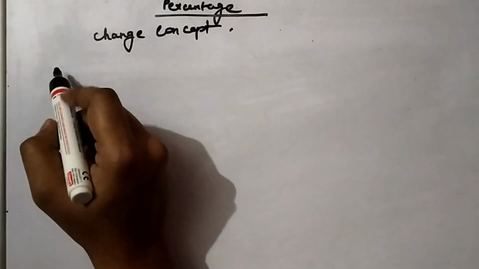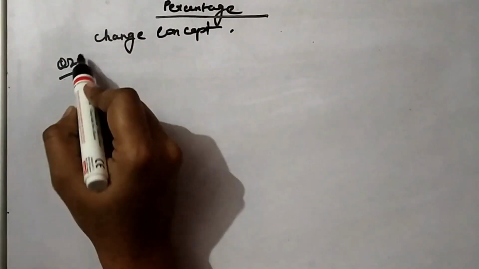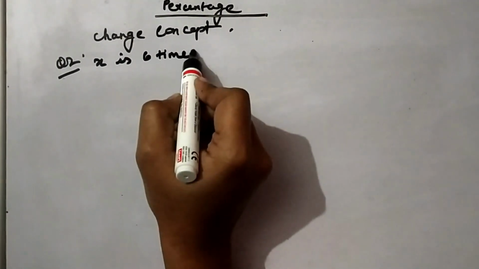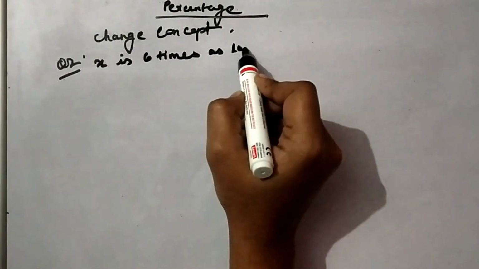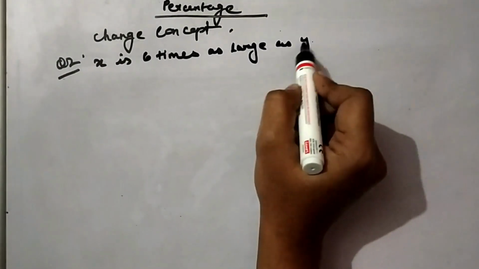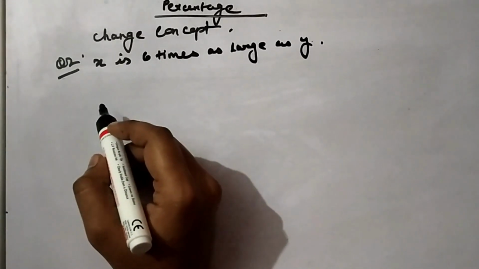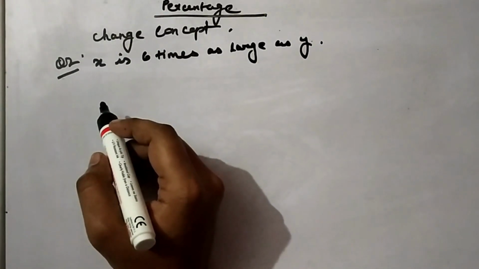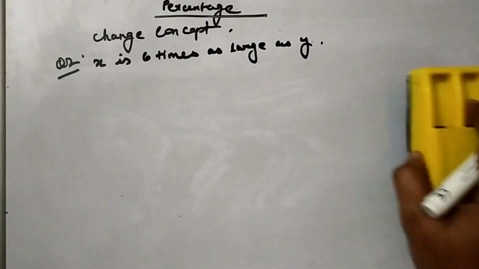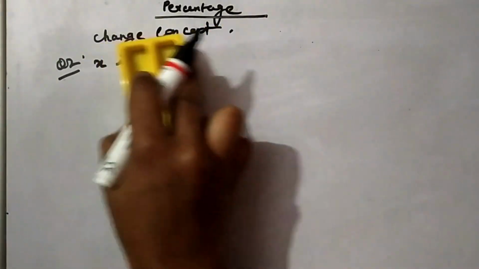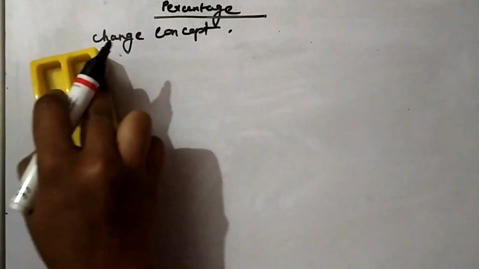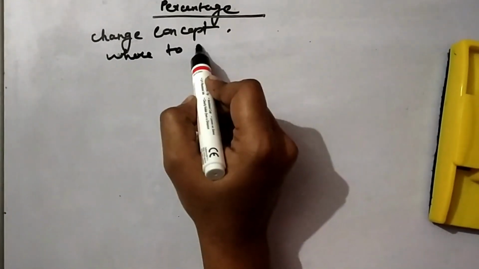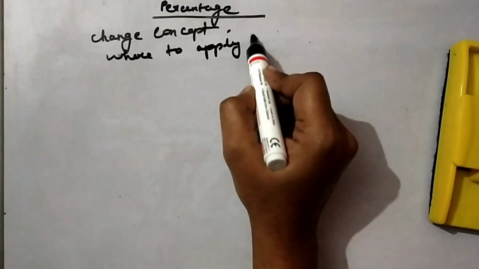Now let's see a second question. X is 6 times as large as Y. Now first we understand where we will apply this concept. Where to apply this concept.